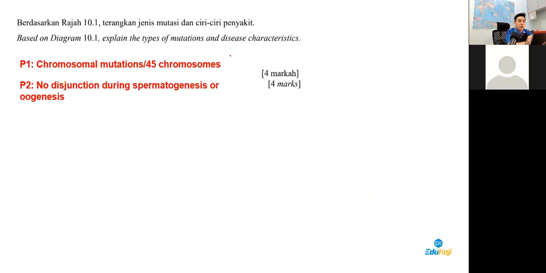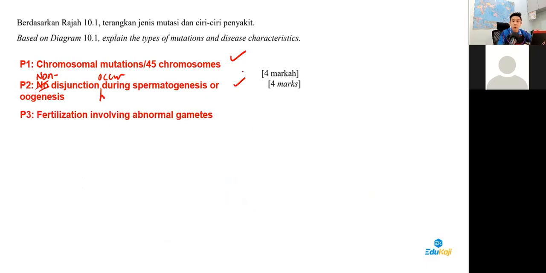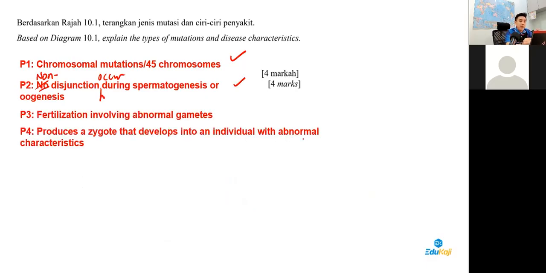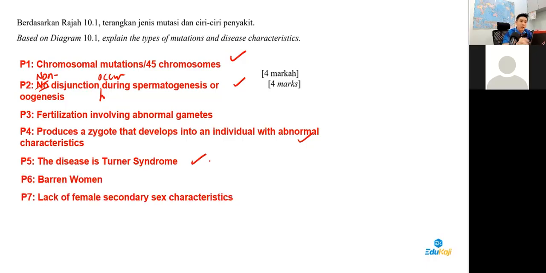This is a type of chromosomal mutation. Non-disjunction occurs during formation of sperm or ovum. Zygote abnormal characteristic is called Turner syndrome. I think these points are sufficient. The ones which I tick, guys, the ones which I tick. The rest, this one, the one.